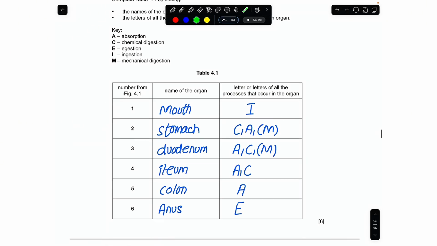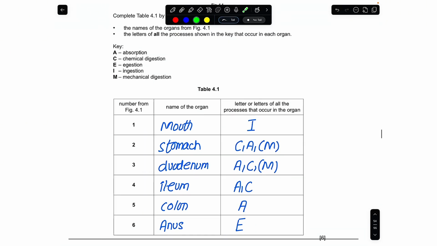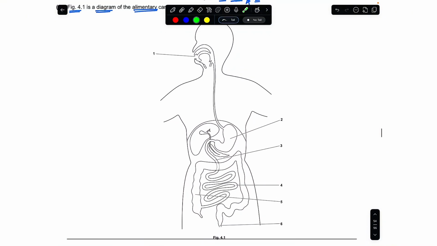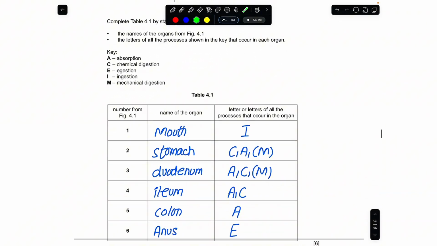As we identified a while ago, the letter 1 is the mouth, and we are all aware that the mouth is responsible only for ingestion, right? Because they show you the very start of the mouth, not here. If this was here, we could write mechanical and chemical digestion. This is just the beginning of the mouth, so we would just relate it to ingestion.